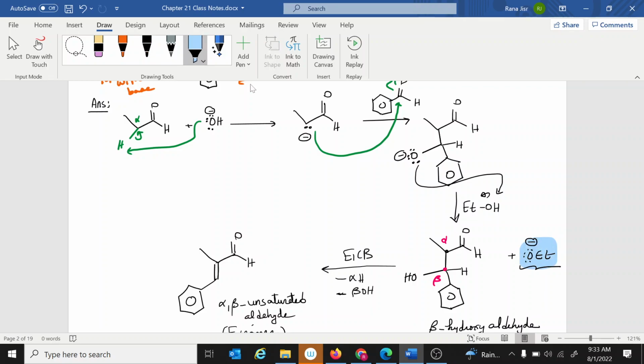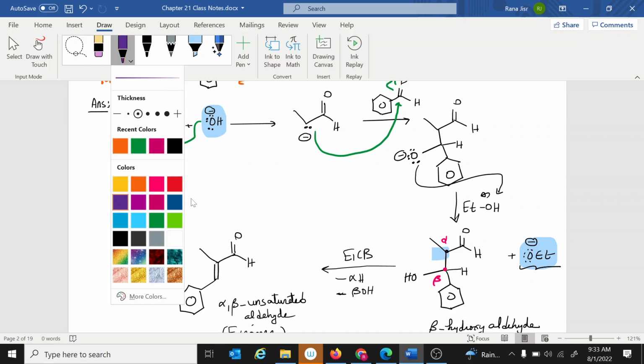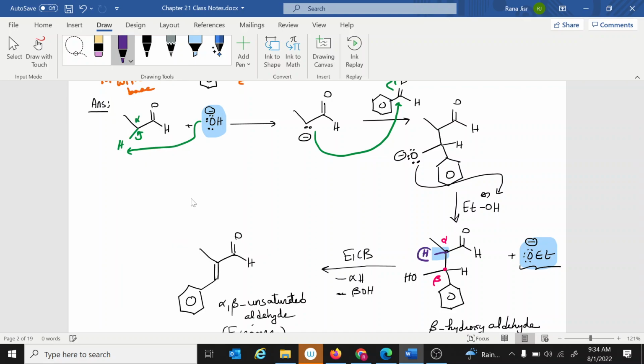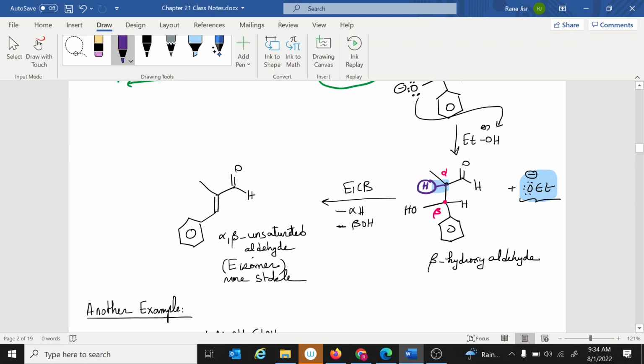This is a base, and you already have a base, which is the OH minus in the solution. The solution is already basic. So that base is always going to come and take an alpha hydrogen and make an enolate. You do have an alpha hydrogen in there. You make your enolate, and then the enolate is going to push, by the E1CB elimination, and the OH is going to leave, and you're going to get your alpha beta unsaturated aldehyde.